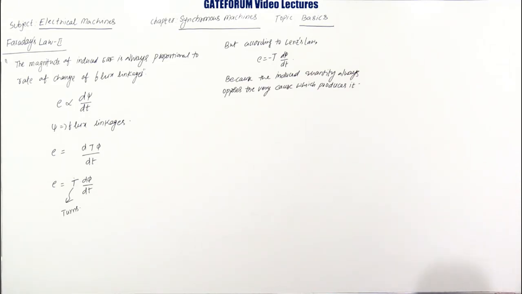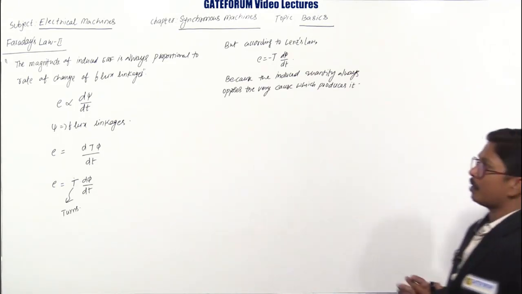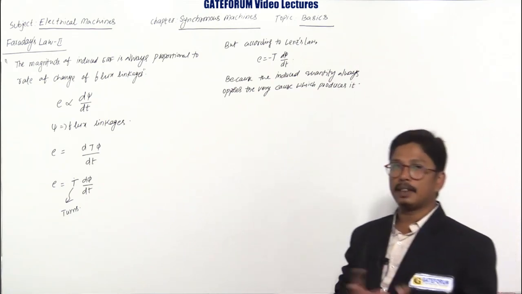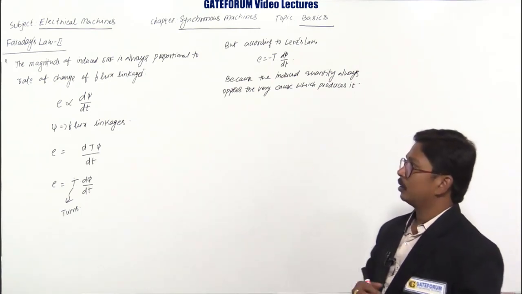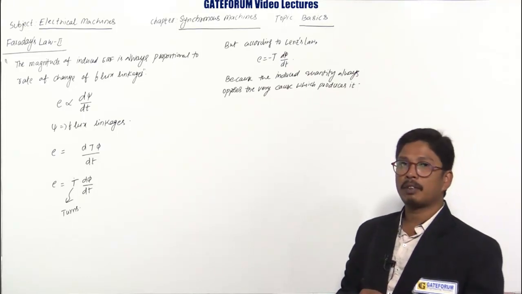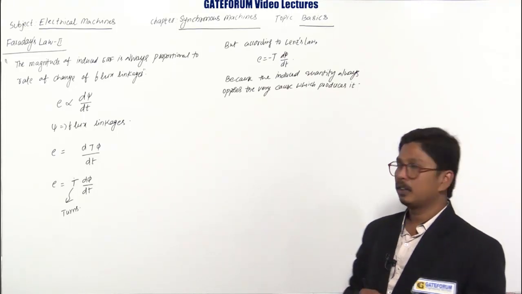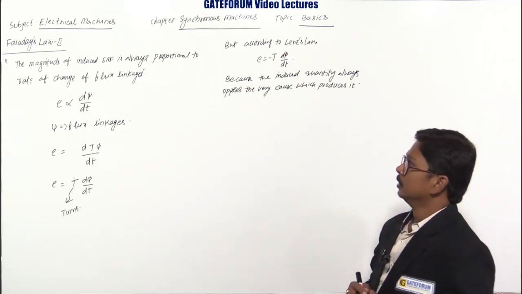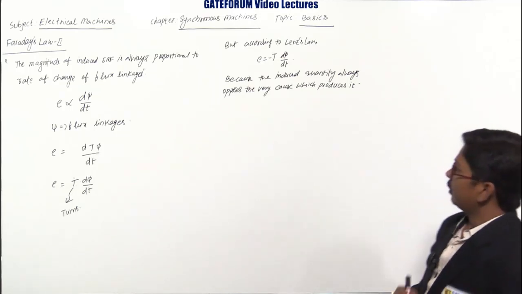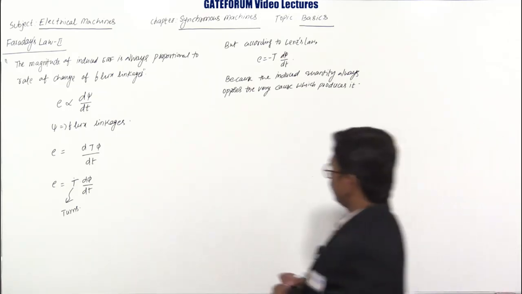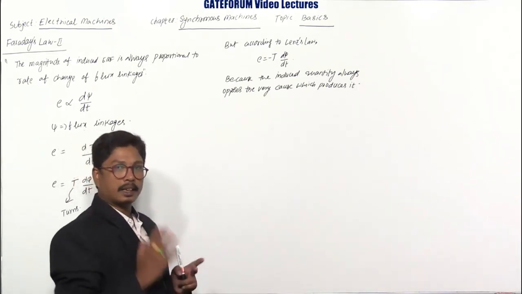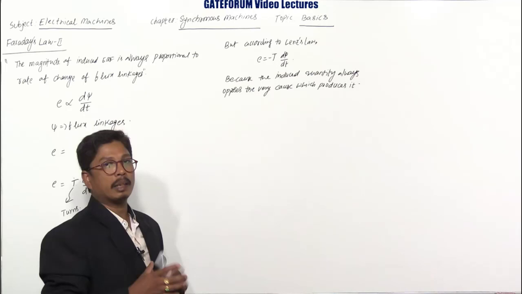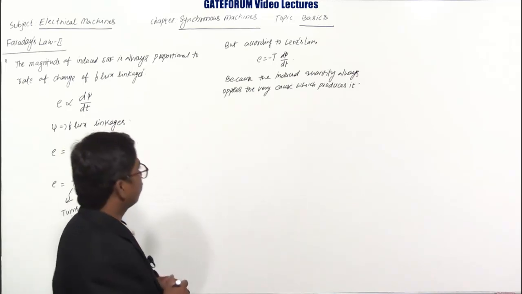Faraday's first law says that to induce the EMF we need a conductor system, a field system and relative motion, and the second law says that the magnitude of induced EMF is always proportional to the rate of change of flux linkages. This is Faraday's law. Now according to this, if you place a conductor and move it in the stationary magnetic field, an EMF will be induced in the conductor. We will see that.